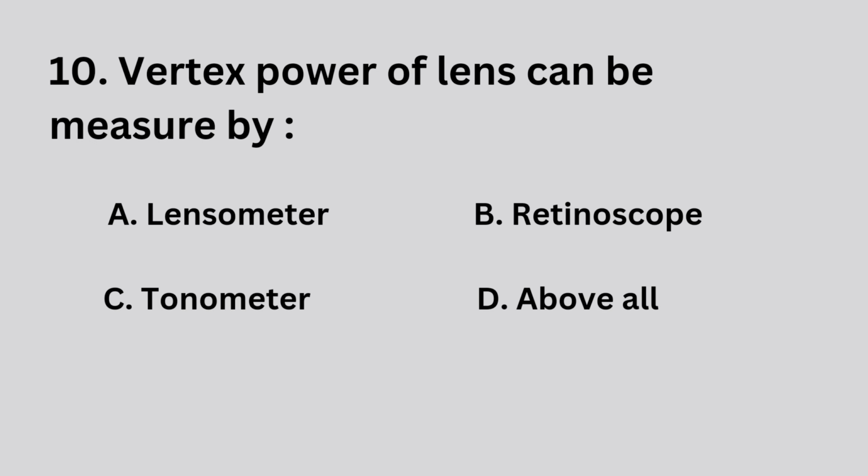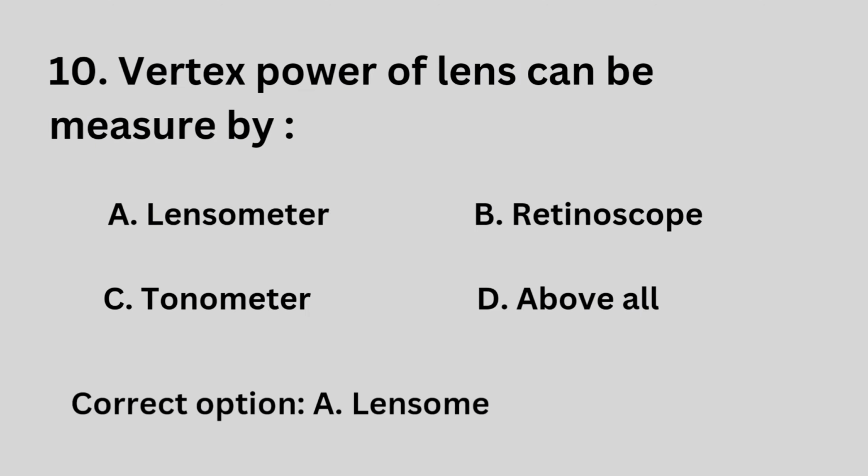10th question, vertex power of lens can be measured by option A, lensometer. Option B, retinoscope. Option C, tonometer. And option D, above all. Correct option A, lensometer.